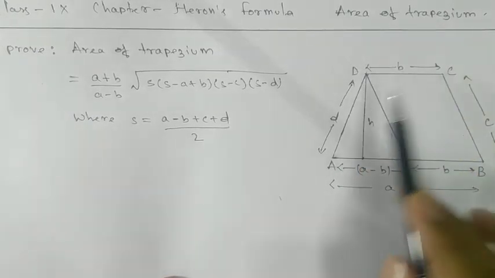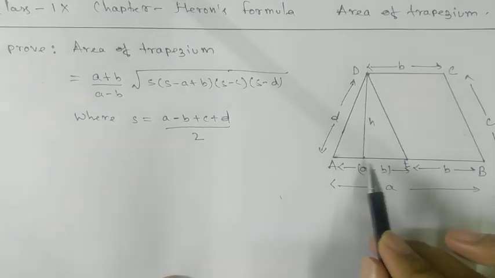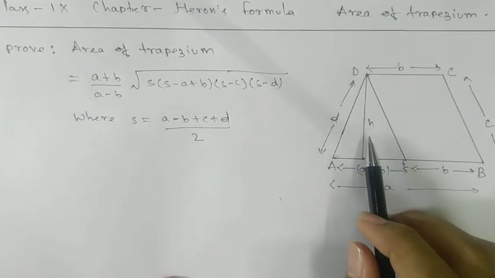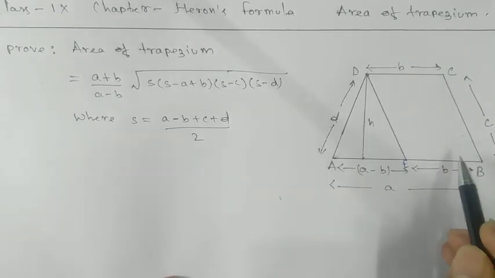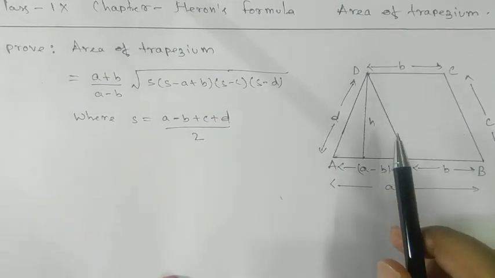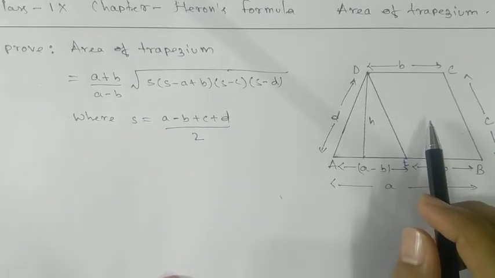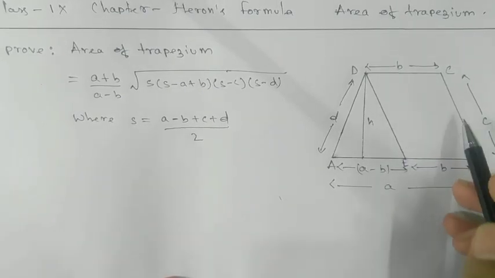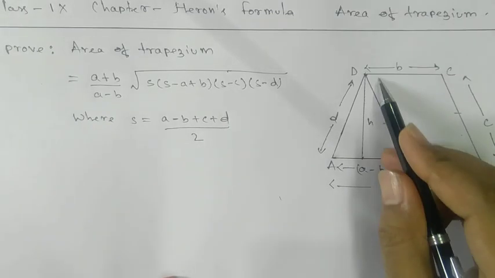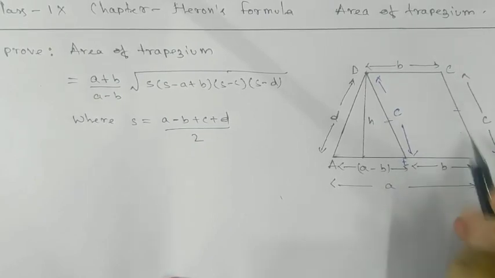AB is parallel to DC by trapezium definition, and that means your EB is parallel to DC, and by construction we have done that EB equals BC. Now if opposite sides are equal and parallel, then that type of quadrilateral is a parallelogram. That means this one must be parallel and the value of this one must be equal to c, opposite to BC.